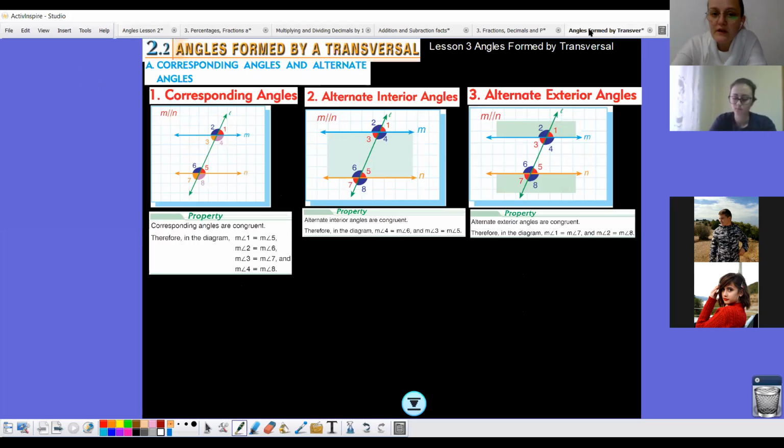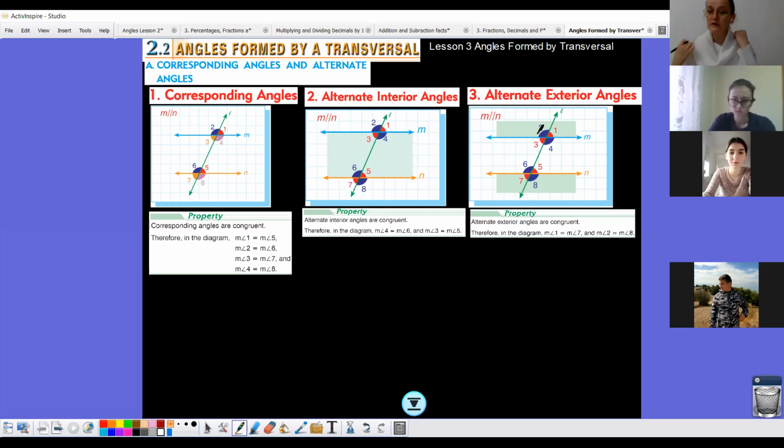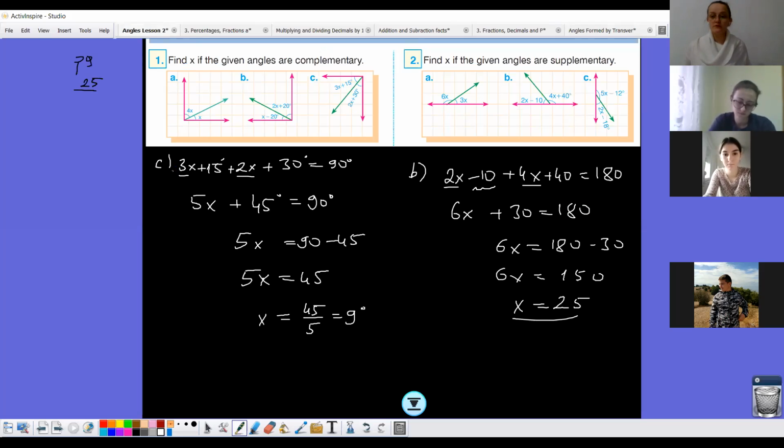Now here we have another one, second part, angles formed by a transversal. Sorry to interrupt you, teacher. Could you go back for a second just to take a screenshot? Of course. Thank you, teacher. You're welcome.